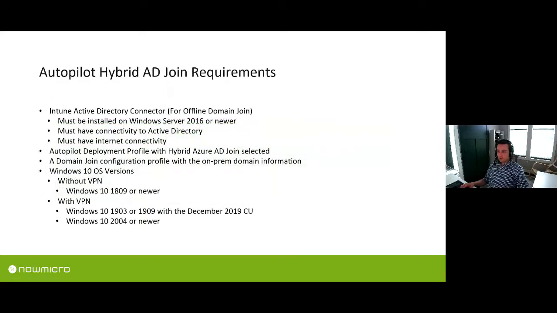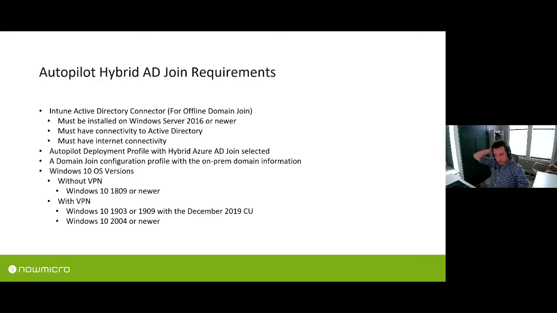So there's a few requirements for hybrid Azure AD join. First, the Intune Active Directory connector needs to be installed on a server on your on-prem network, and that server needs to be 2016 or newer, and must have connectivity to your local Active Directory and must have internet connectivity. So the Intune Active Directory connector kind of works as a proxy between your local domain controllers and Intune.